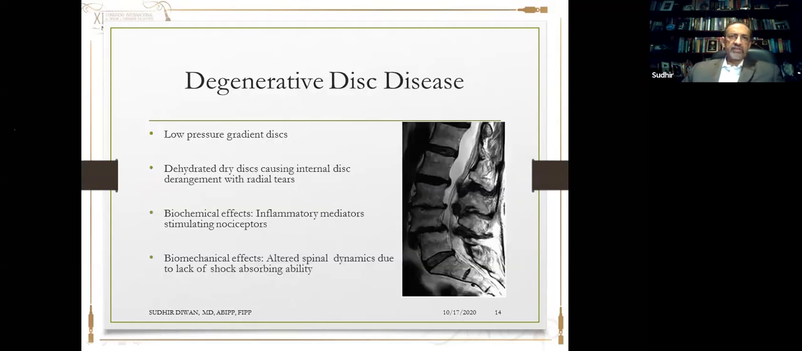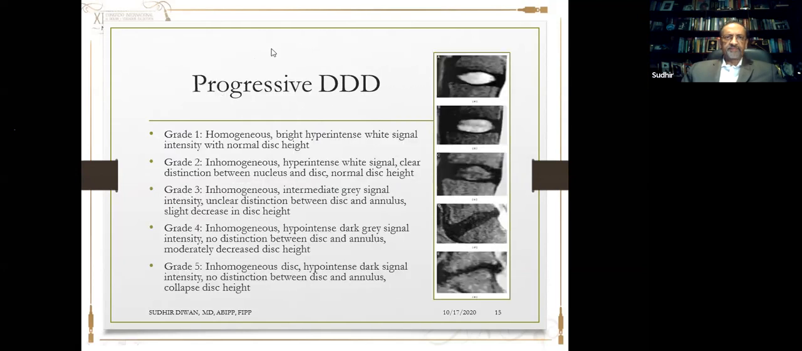So degenerative disc disease is a low-pressure disc. There is more loss of water. It's a more dry disc. It's a dehydrated disc, and there are some internal disc derangement and radial tears. There is a biomechanical effect and a biochemical effect. Biochemical is because of the inflammatory process, and biomechanical, as we discussed in the past, affects the joints and the biomechanics of the lumbar spine.